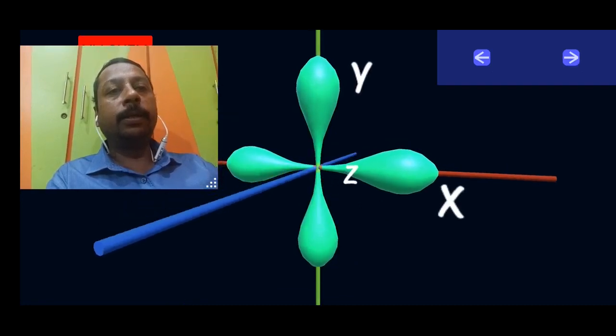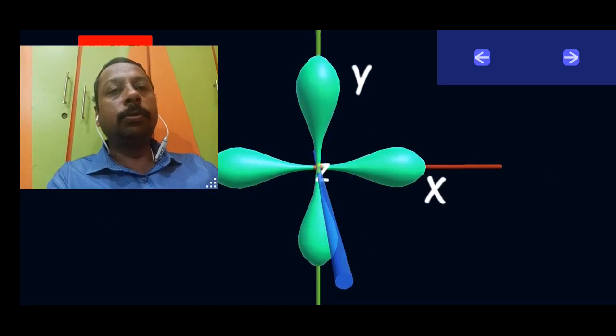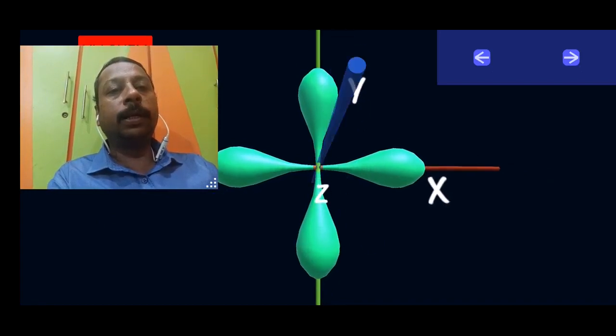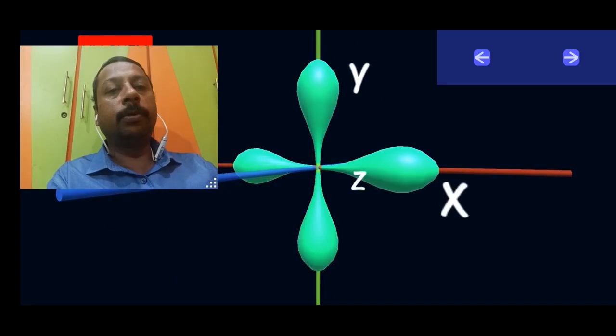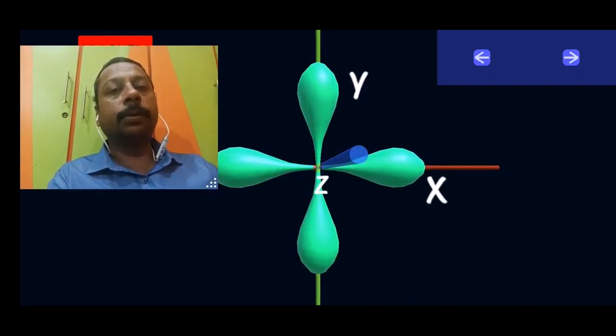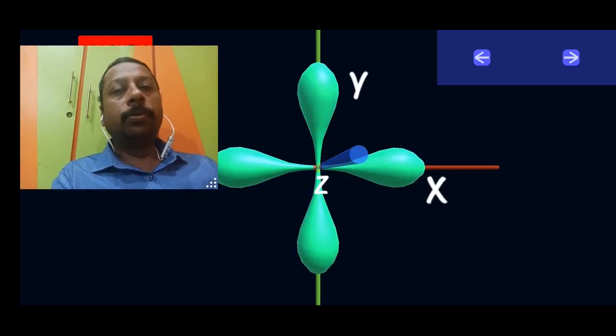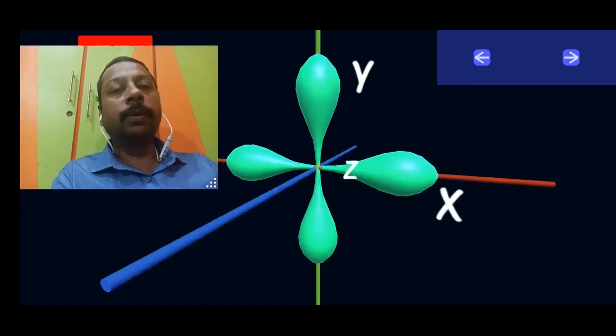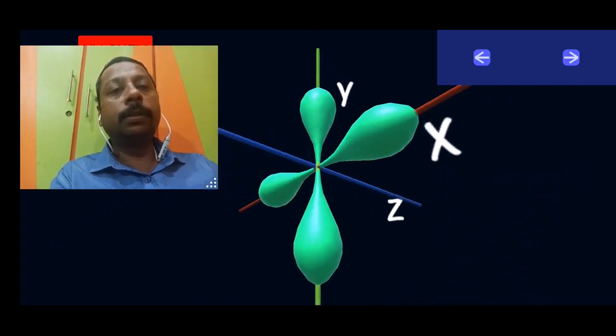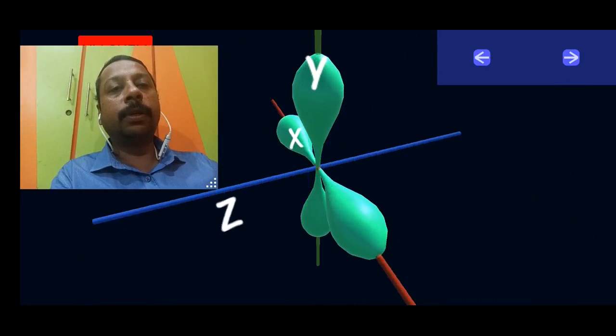See here, you can imagine 2 lobes on the x-axis and 2 lobes on the y-axis. The perpendicular is the z-axis, the blue line which you are able to see. So the lobes are located on the x-axis and y-axis. Therefore its name is dx square, as it is on the x-axis, and y square, as it is on the y-axis. So in total it is dx square minus y square. This is the 3D view of dx square minus y square.